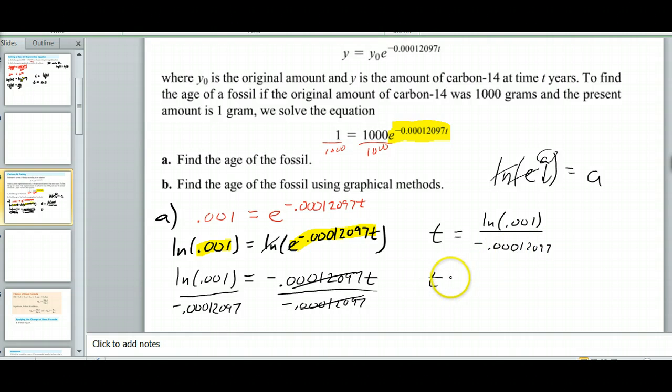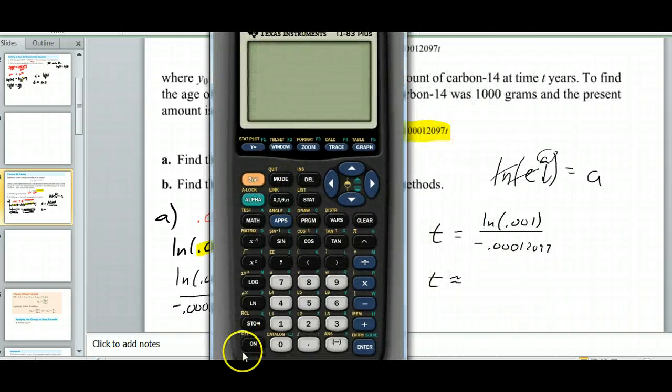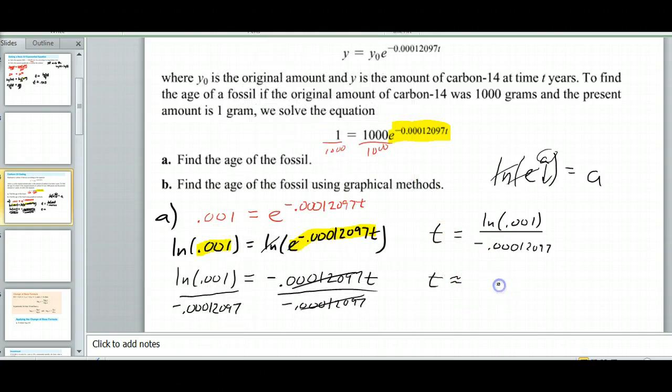Right? But as you might expect, if you ask somebody, how old are you, and they said, I'm the natural log of 1,000th divided by negative 0.000120097, you wouldn't have any idea how old they are. So we go to our calculator to get a good approximation of that. Type in exactly what you see there on the home screen, the natural log of 0.001 divided by negative 0.000120097. Enter. This thing is about 57,103 years old.